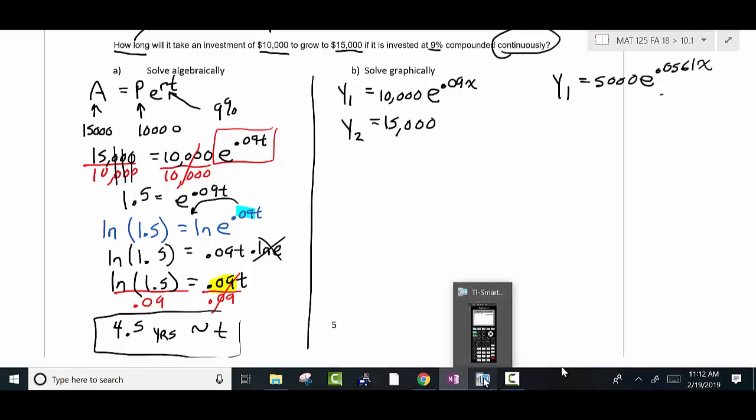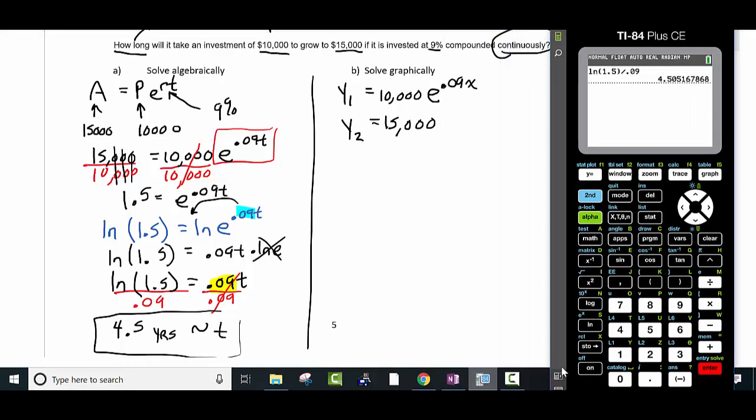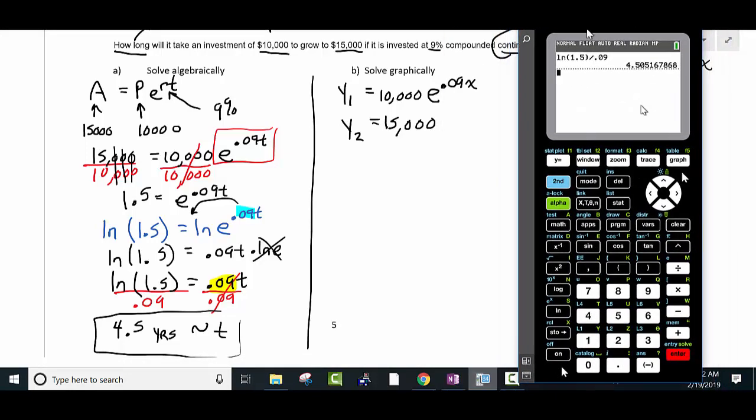So get your calculator out and let's put these two things in. Then I'll show you how you can do this problem totally graphically, which is a nice thing to know how to do. Okay, so I'll put in y1 10,000, then e raised to the 0.09x, like that, and then go to y2 and put in 15,000.